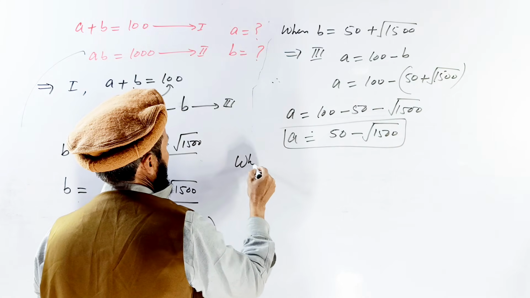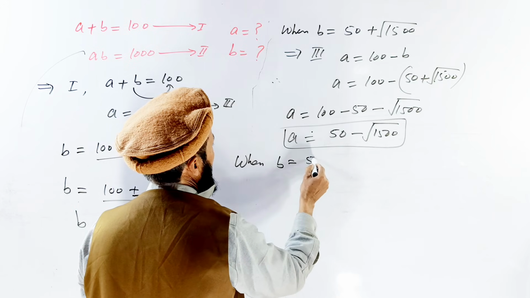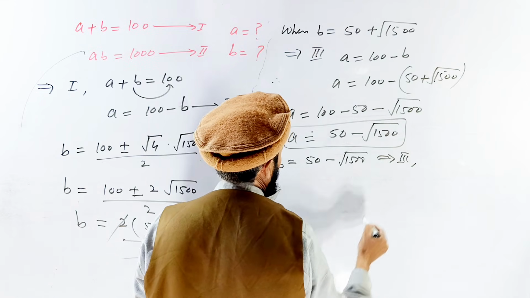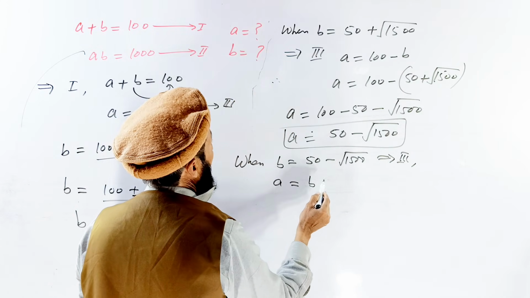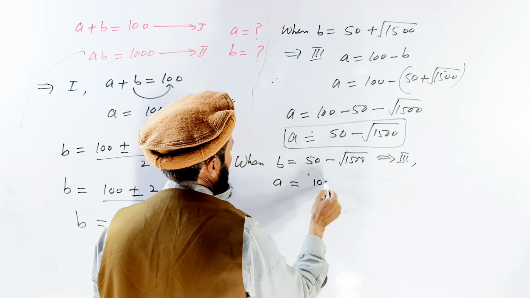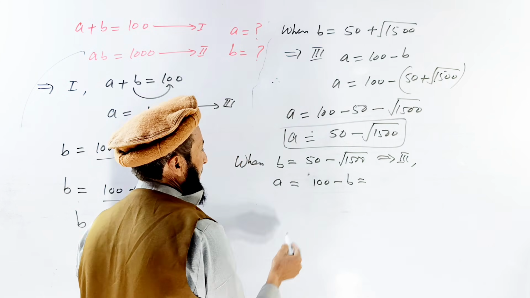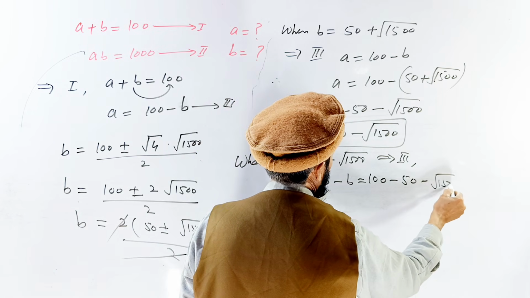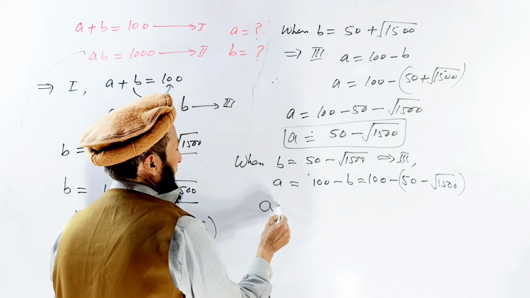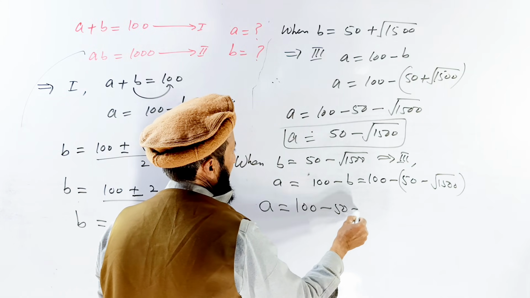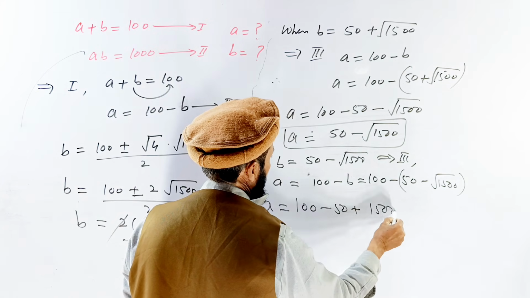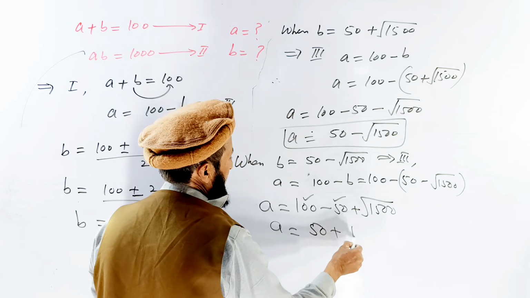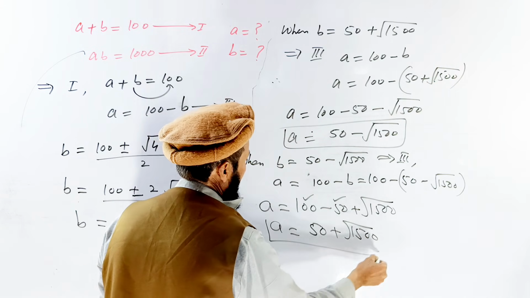Similarly, when we take the negative, B is equal to 50 minus square root of 1500. Equation number three is A is equal to 100 minus B. So 100 minus B, where B's value is 50 minus square root of 1500. The minus also affects this side. A is equal to 100 minus 50 plus square root of 1500. So the result is A is equal to 50 plus square root of 1500, which gives the required values of A and B.